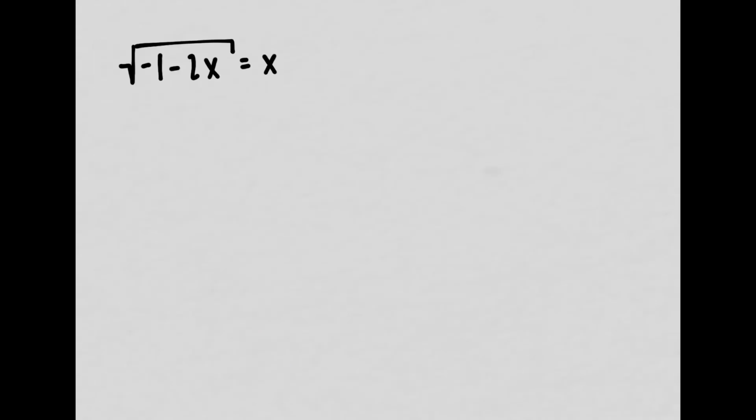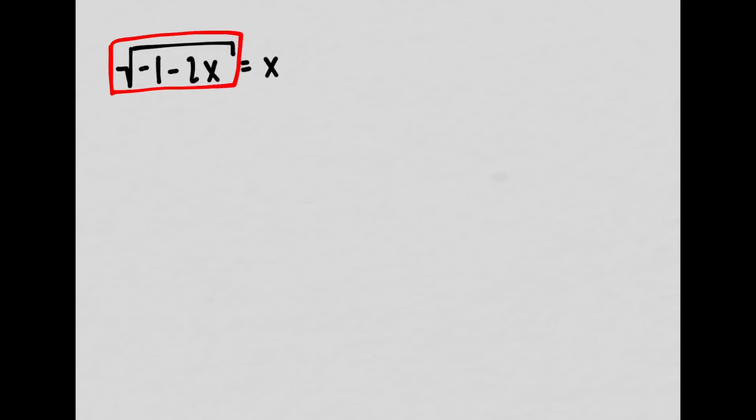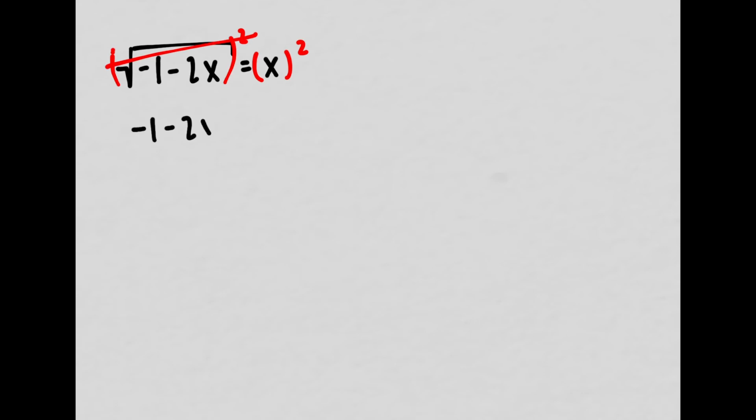All right, so this problem has a couple other steps, but it does start the same. We first want to isolate that radical, so if I box it, there's nothing with it, so I don't have to move anything, divide, anything like that. Now I am going to go ahead and square each side. When I do that, my radical still cancels out, and I'm left with negative 1 minus 2x is equal to, I have x times x, which is x squared.